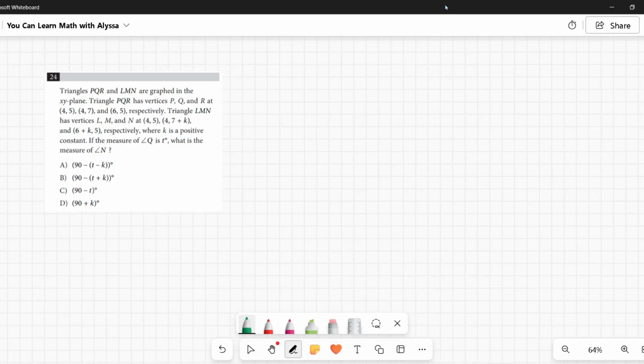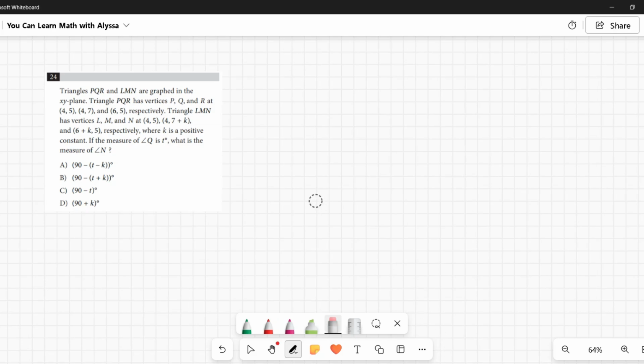Now if I were getting a problem like this on the SAT, there are a couple of ways you can attack it. One is to give yourself a quick sketch to see where these points are, and then sketch your triangles. Or you could put these points into your graphing calculator, depending on whether it'll draw the triangle for you. The LMN one is going to be a little harder, because we have this K, this unknown constant. I'm inclined more towards sketching it.